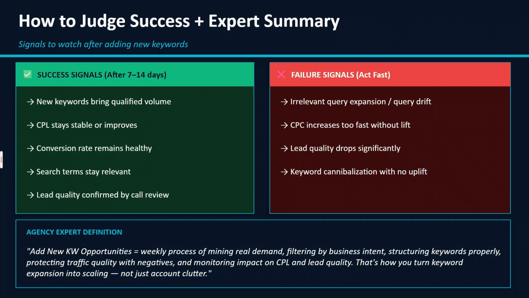All right. So this is the complete system for adding new keyword opportunities every week. To summarize, pull your search terms report, score your opportunities, add the winners, block the losers with negative keywords, structure your ad groups properly, and monitor the results for 7 days. Then repeat.